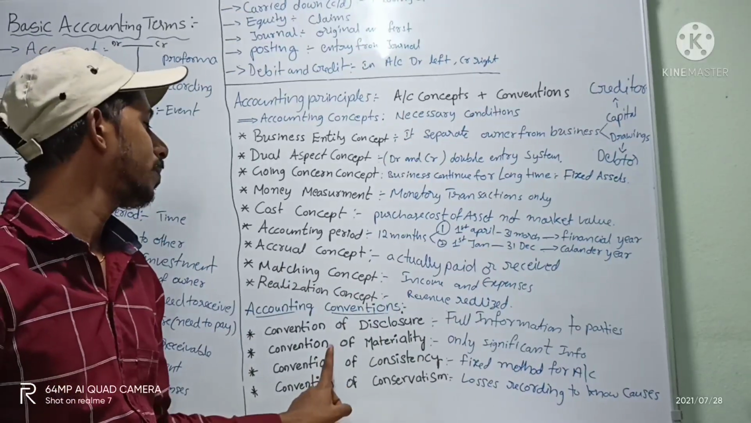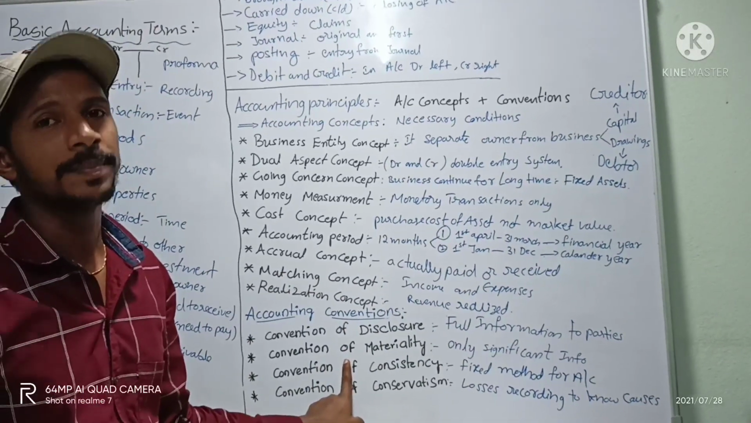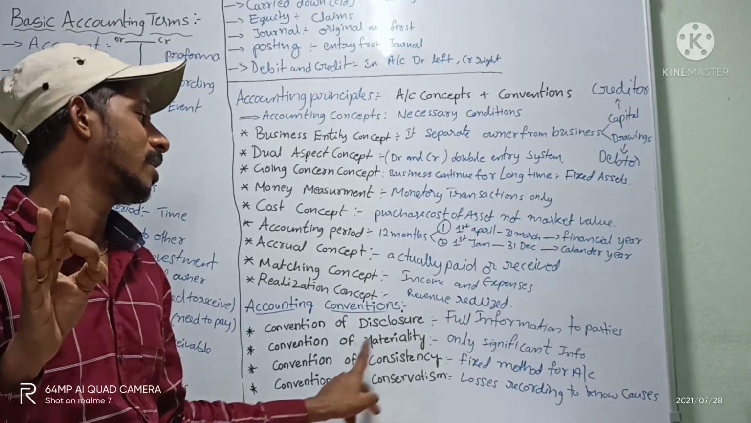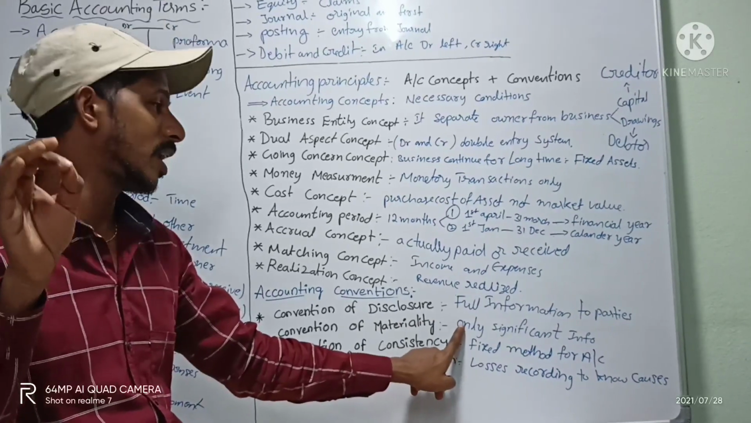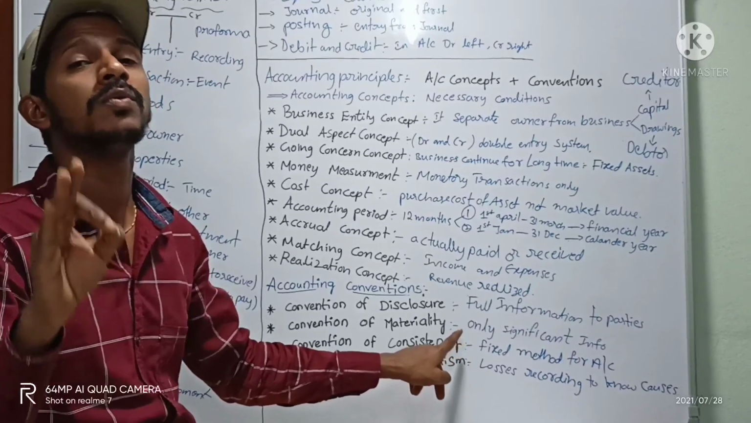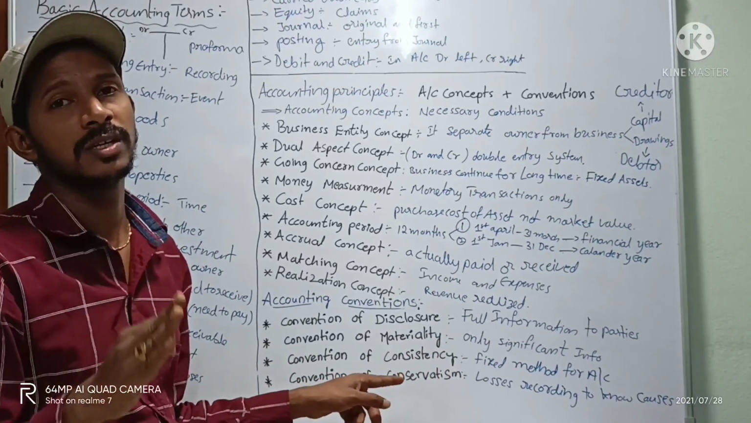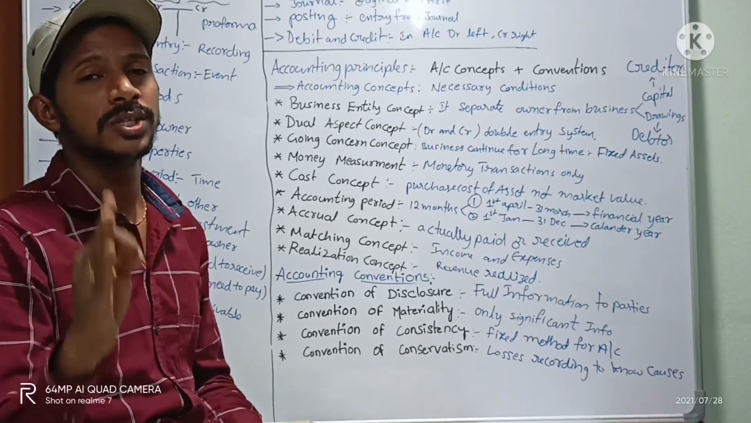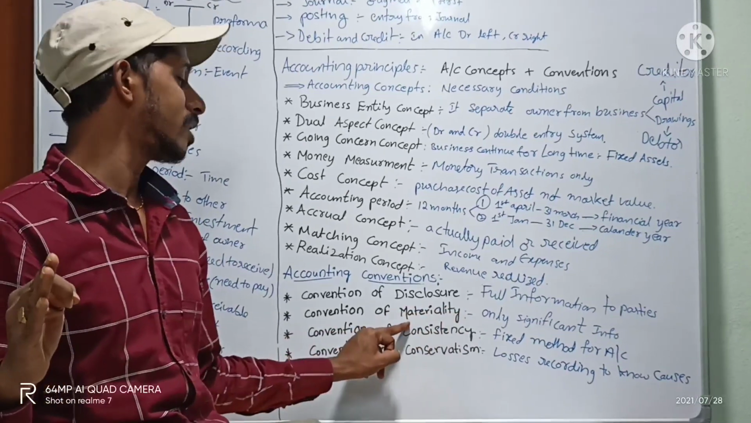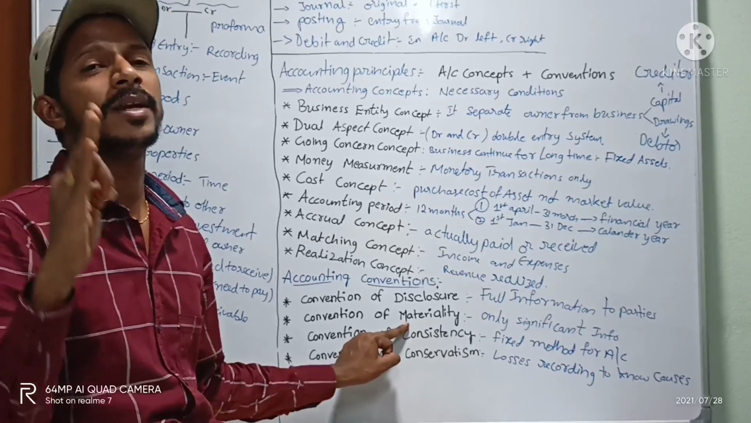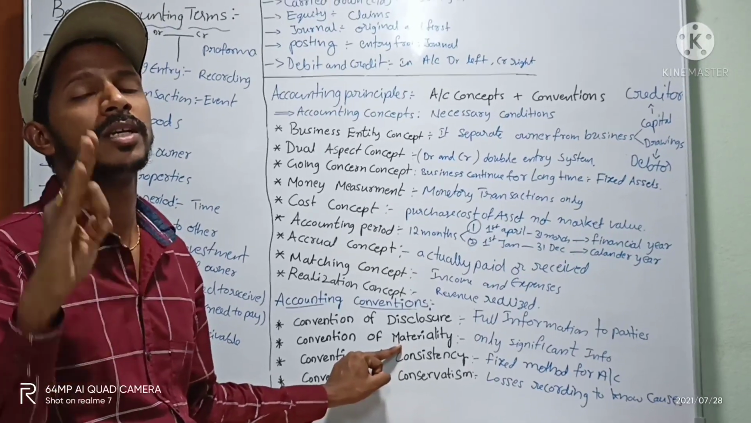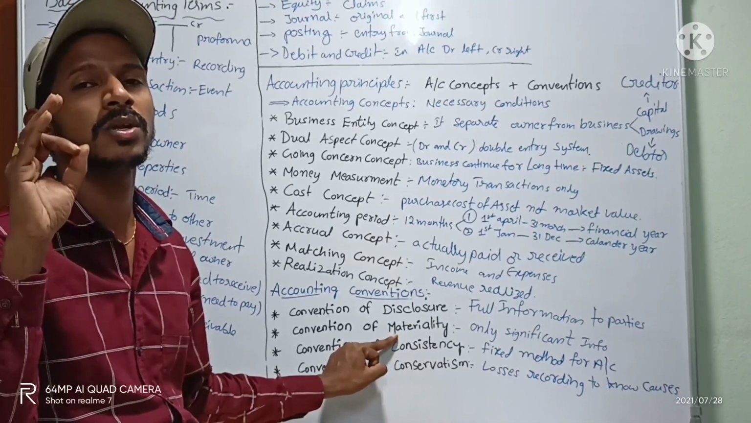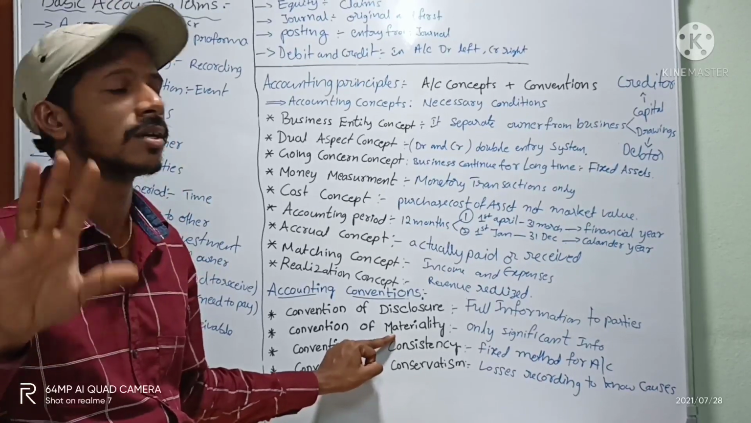Next one, convention of materiality. Convention of materiality means only the significant information which is useful for making a decision, which is useful to take a decision, that we are going to see in materiality. Materiality means the significant, important information needed only, not full information.